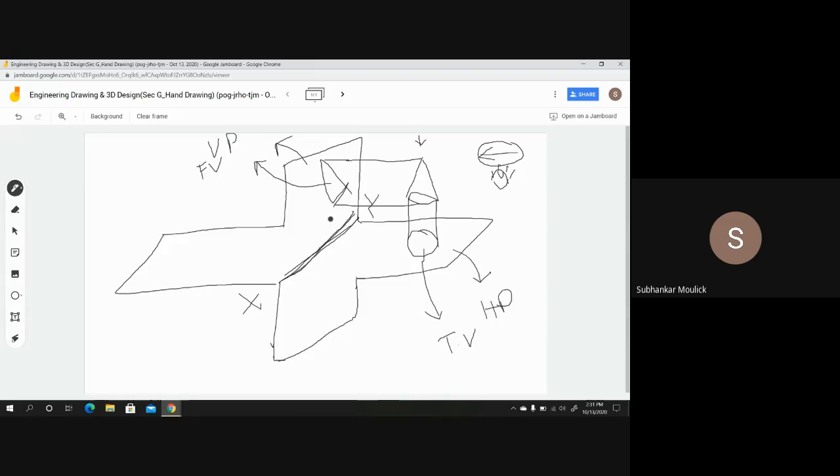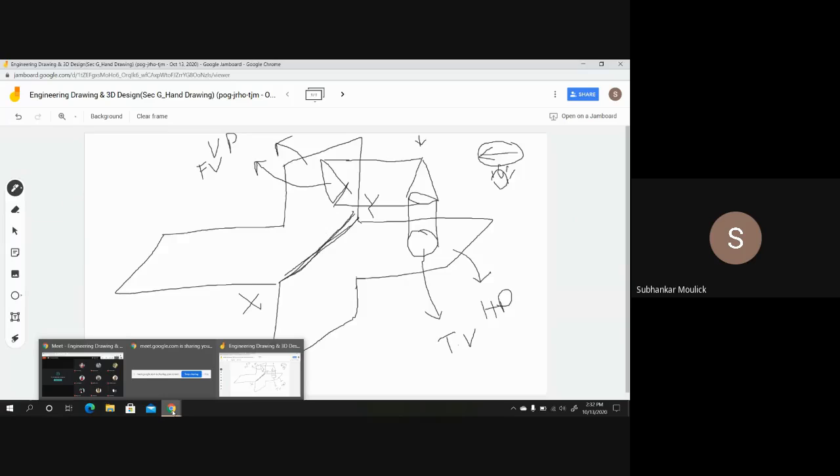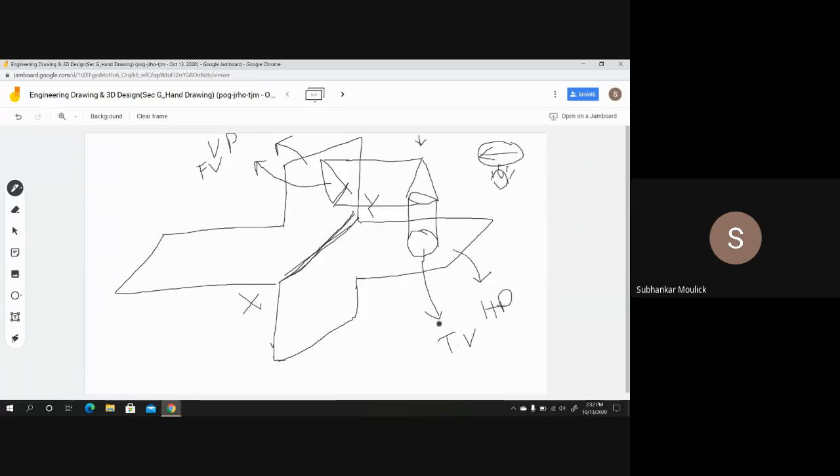Can you draw this FV and top view in your drawing copy? Yes or no? Can you draw? Yes or no? If yes, then how can you draw? If no, then why can you not draw? Please respond. Hello? Did you get my question? What I am asking is, if you want to draw this front view and top view in your drawing copy, is it possible to draw? Yes or no?